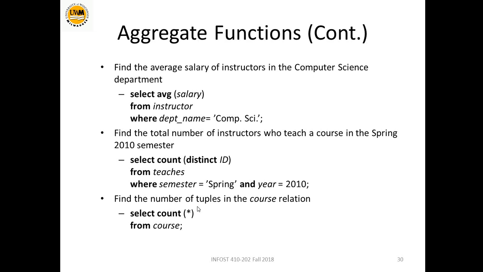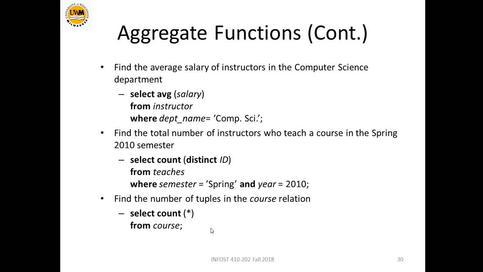If I want to find the total number of instructors who teach a course in the spring of 2010, I will say select count distinct ID. Distinct ID because I don't want duplicates. Count will count those distinct IDs from teaches where semester equals spring and year equals 2010, sorry. This will give me the number of instructors who taught courses in the spring of 2010.